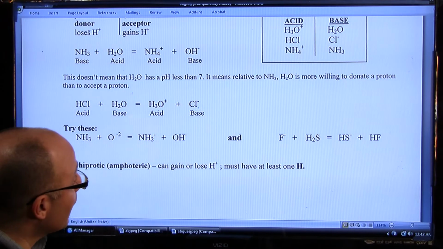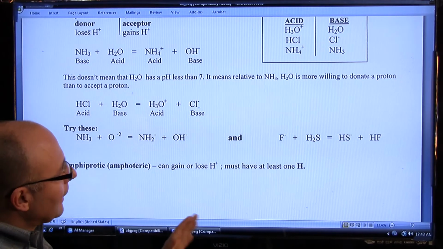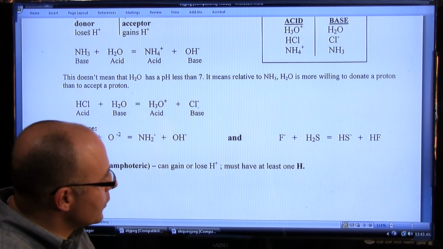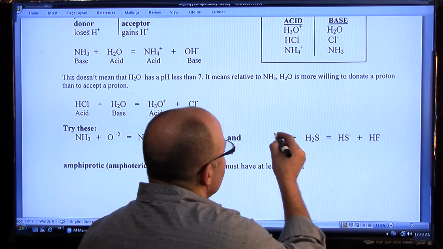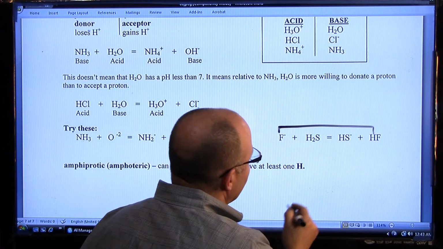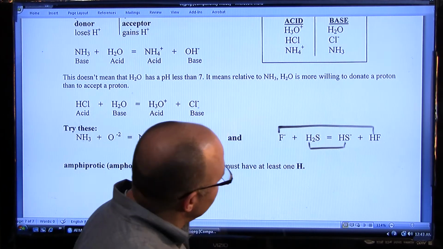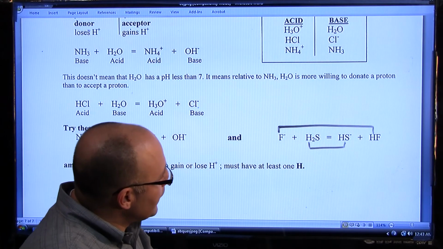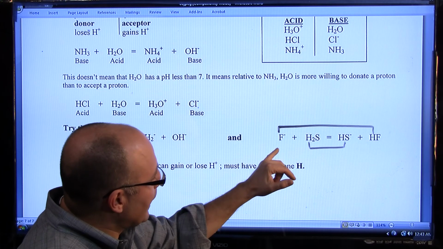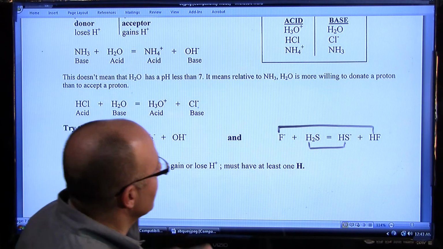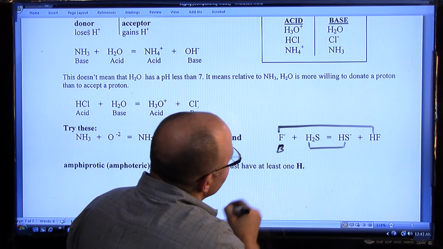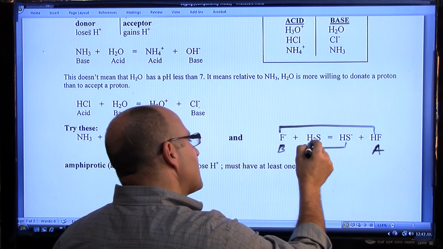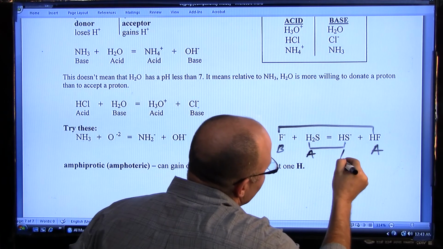Now, okay, why don't you try the next one here on the right, and you should start by labeling the conjugates, and that is species that differ by 1 H. Notice the F minus and the HF are conjugates. And that leaves the H2S and the HS minus to be conjugates. And then ask yourself, for F minus to become HF, is it gaining or losing an H? So clearly it's gaining an H, so that means the F minus is your base. And its conjugate on the opposite side has to be an acid. And that leaves the H2S and the HS minus to be acid and base.